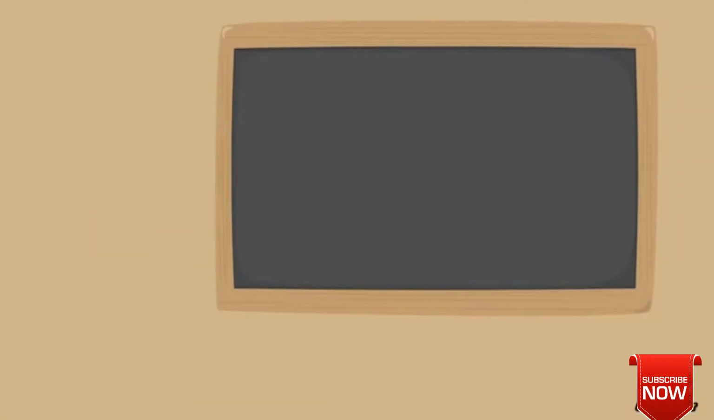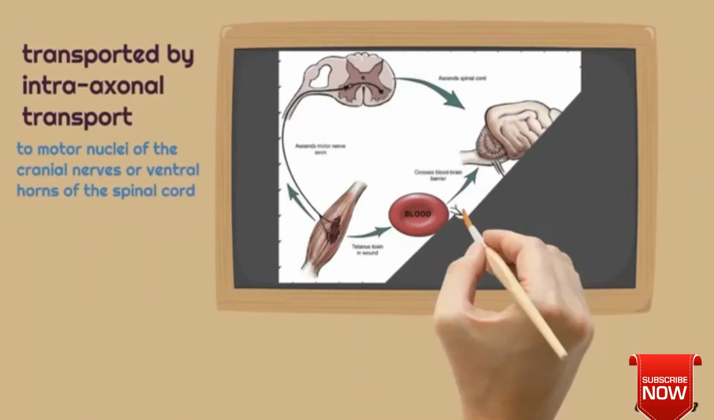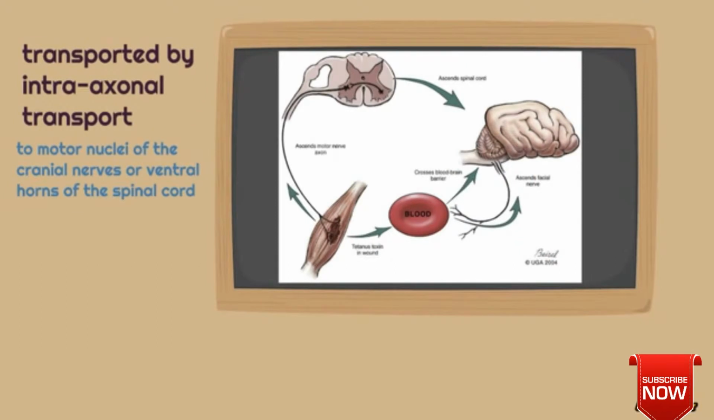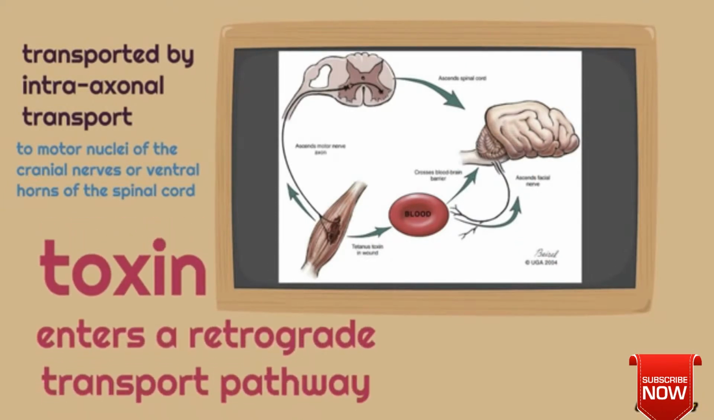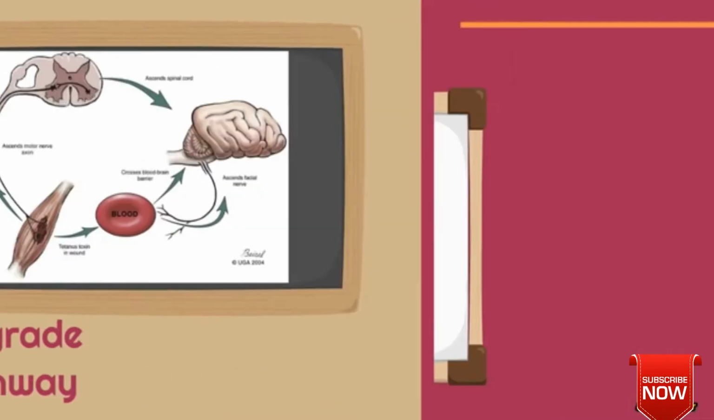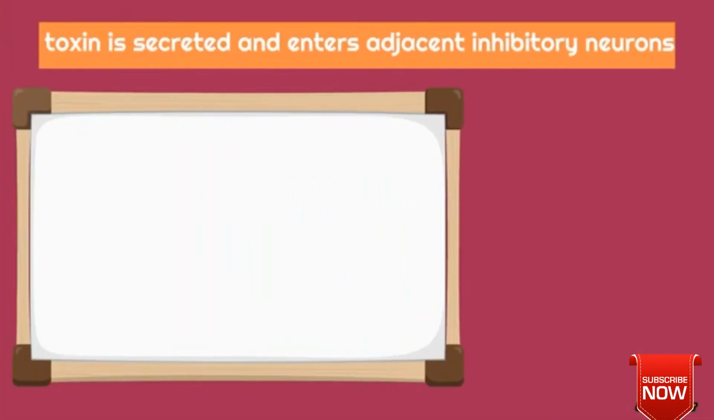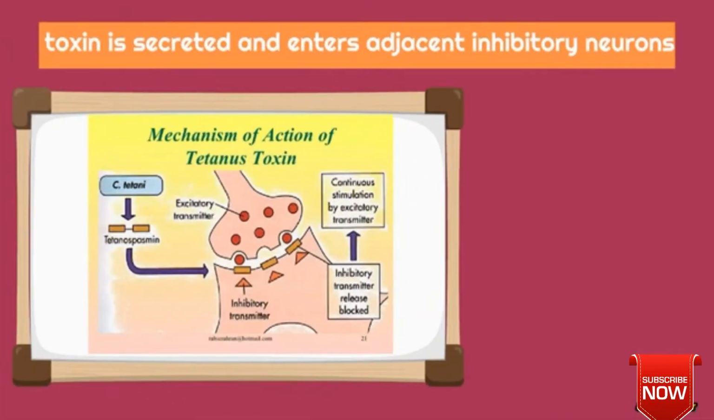Toxin is transported by intra-axonal transport to motor nuclei of the cranial nerve to ventral horns of the spinal cord. Once inside the neuron, the toxin enters a retrograde transport pathway. After reaching the spinal cord and brainstem, tetanus toxin is secreted and enters adjacent inhibitory interneurons, where it blocks neurotransmission by its cleaving action on the membrane proteins involved in neuroexocytosis.